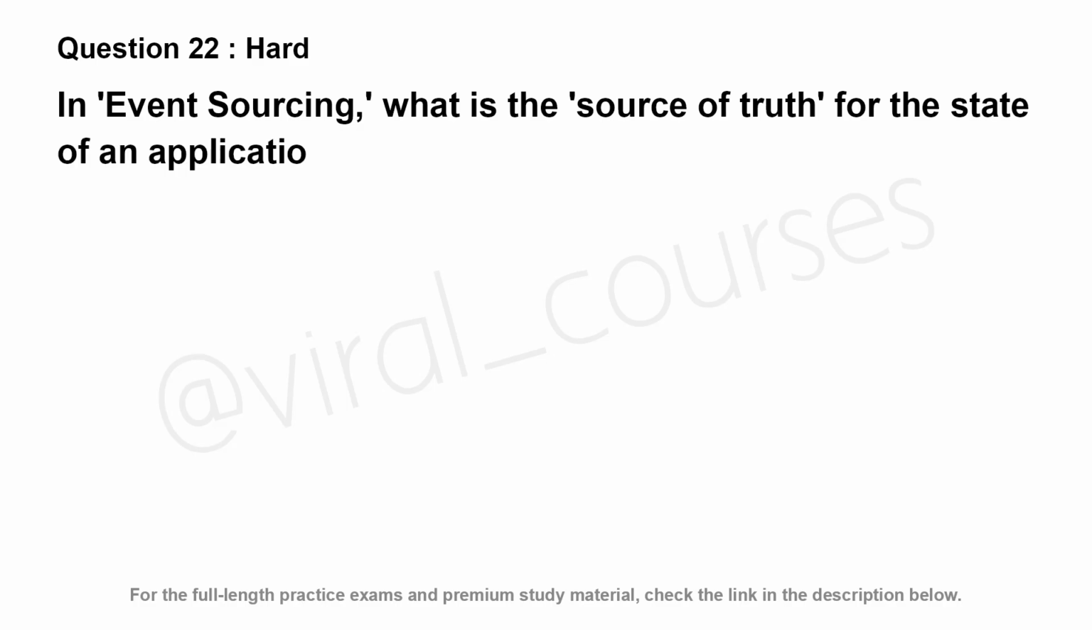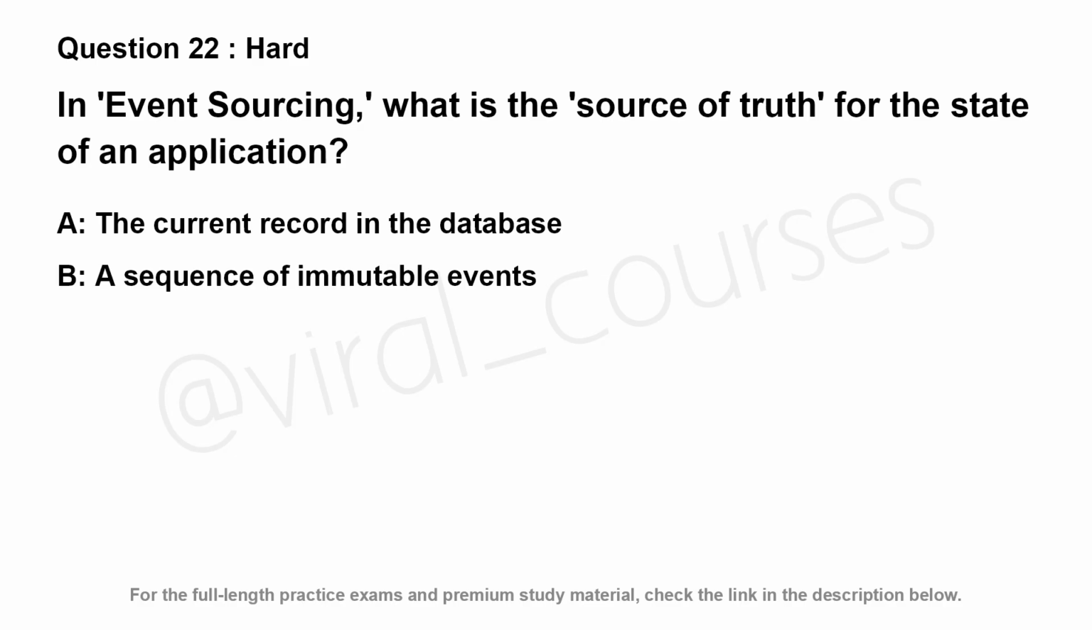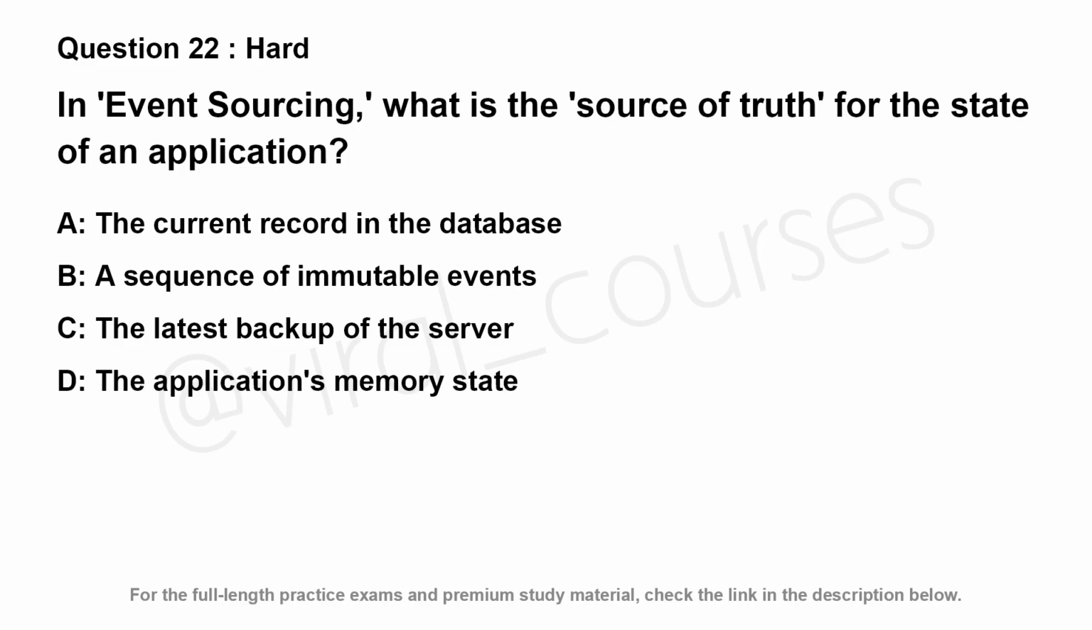In event sourcing, what is the source of truth for the state of an application? Option A, the current record in the database. Option B, a sequence of immutable events. Option C, the latest backup of the server. Option D, the application's memory state.